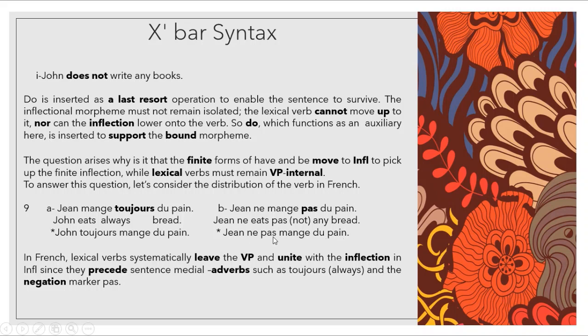Why? Because the negation marker comes after the verb, not before it. So in French, lexical verbs systematically leave the VP and unite with the inflection in I, since they precede sentence-medial adverbs such as toujours, always, and the negation marker pas.